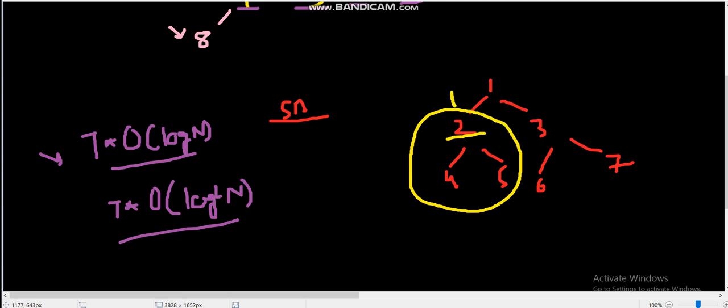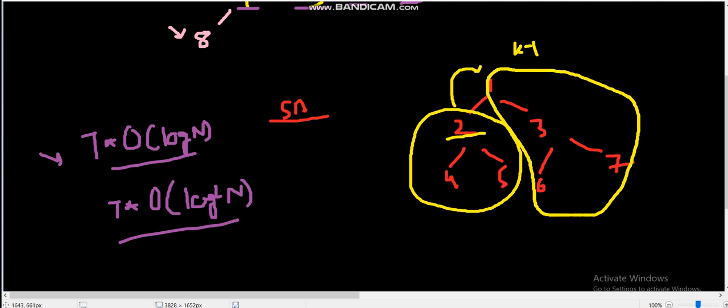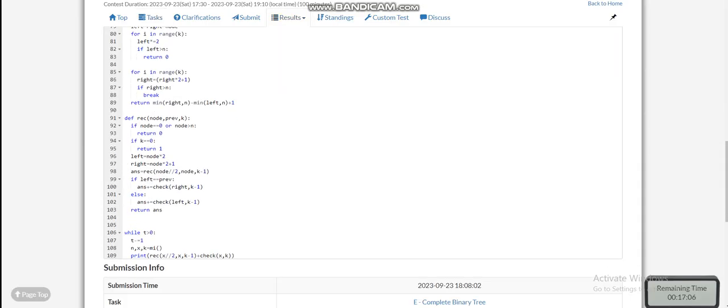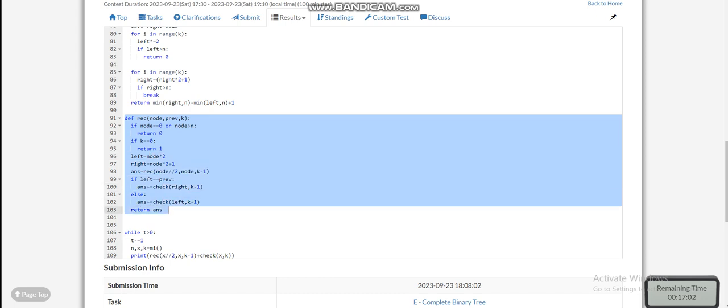Then we will jump out of this tree to the parent. Then we will try to find all the nodes which are at distance k minus 1 in its right subtree, or alternatively, all the nodes at distance k minus 2 in the right subtree of 1. That's what I have done. I think going into the code will be better, and you will understand it better. So this is the recursion part when we are going to the parent node.